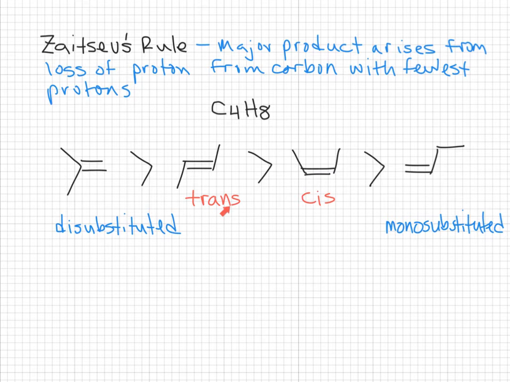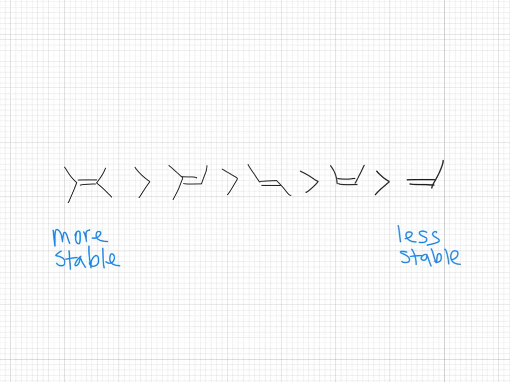Similarly, the trans disubstituted alkene is more stable than the cis disubstituted alkene. The increase in the energy of the cis alkene is due to steric interactions of the two methyl groups. The bottom line here is that all else being equal, the more highly substituted alkene is more stable than the less substituted alkene.